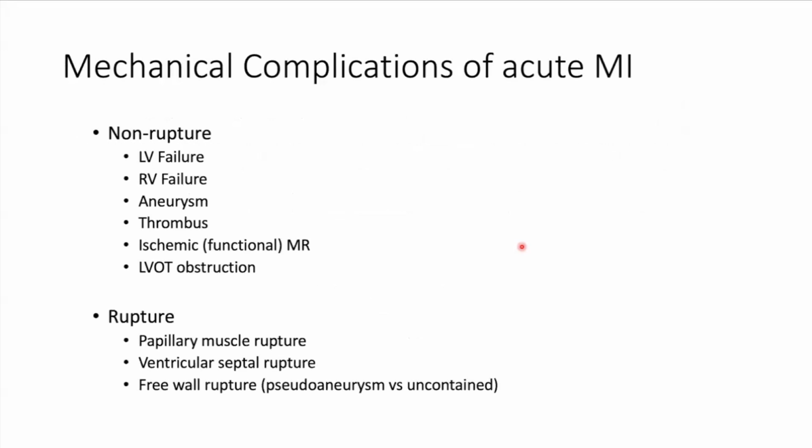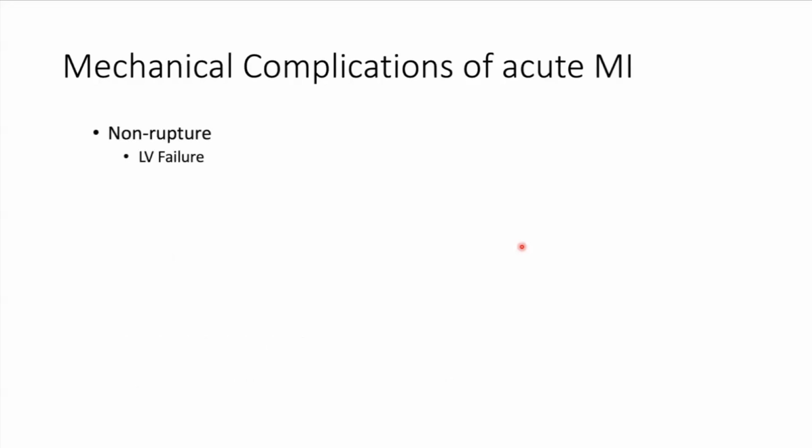Non-rupture complications are listed here. You can have ventricular failure, aneurysms, thrombus, functional mitral regurgitation, and LVOT obstruction. And then you can have rupture complications, which include papillary muscle rupture, ventricular septal rupture, and free wall ruptures.